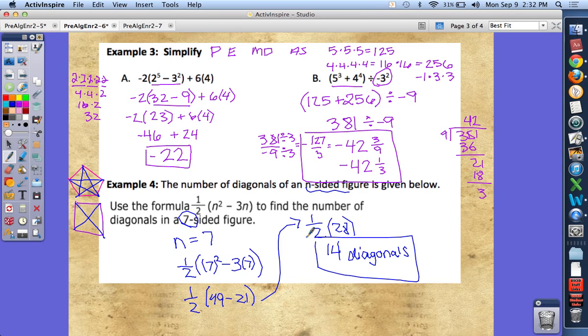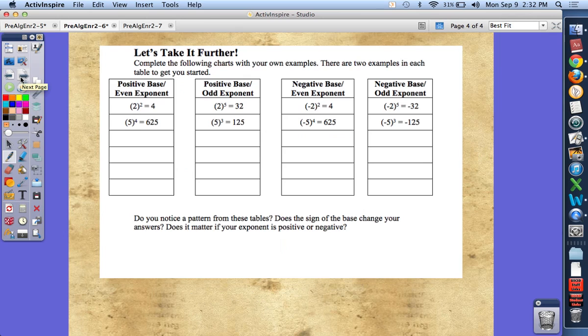All right, take a look at the last thing on the notes sheet here. It says, let's take it a little bit farther. Complete the following charts with your own examples. There are 2 examples in each one to get you started. So every problem, I want you to add some more, all these tables, following the titles that they have. Once you've done with that, I gave you 2 examples on each one, okay?